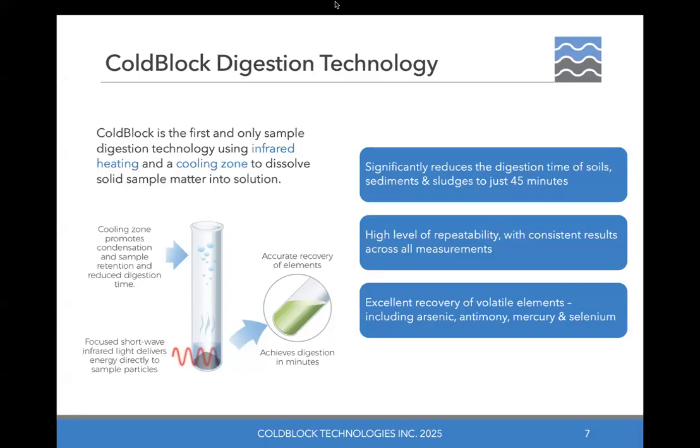Second, ColdBlock makes use of a cooling zone. At the top of the test tubes, we are cooling them. This promotes the condensation of acid vapors that may rise up through the vessel. It reduces the loss of acids that may escape to the environment. As well, it improves sample handling, and we are reducing cycle times by minimizing the amount of cool down time that's required.